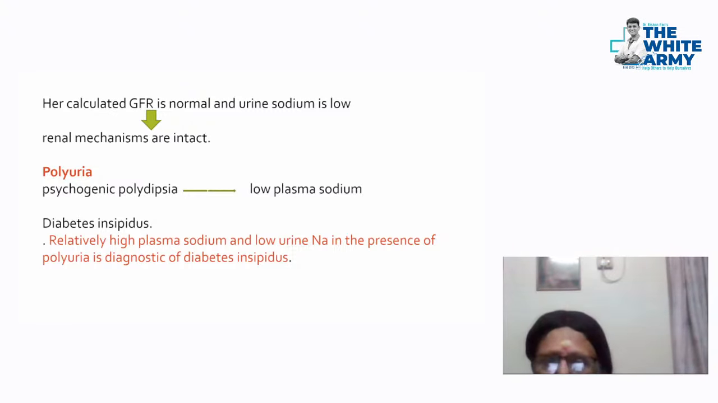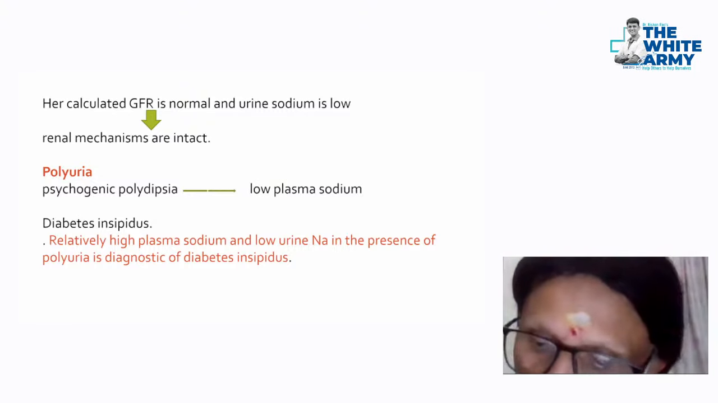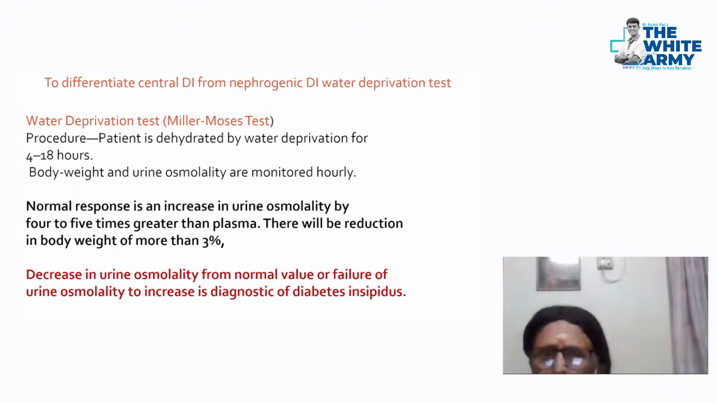So the differentiation of psychogenic polydipsia producing polyuria from polyuria due to diabetes insipidus can be made out from plasma sodium or serum sodium estimation, which will be low in psychogenic polydipsia and high or at the upper limit of normal in diabetes insipidus. So what do you do next?